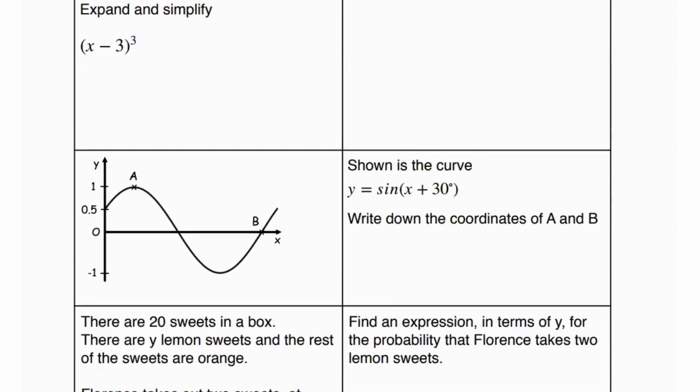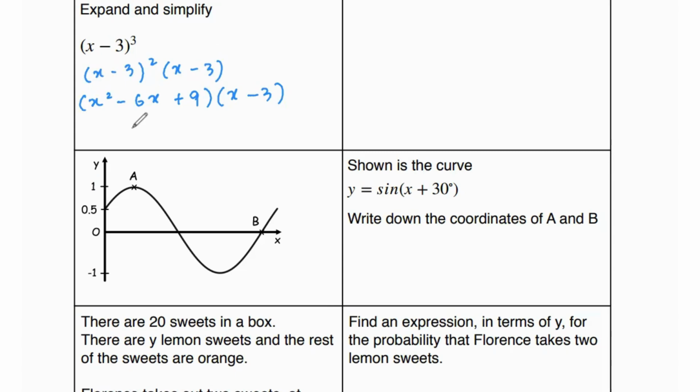Next question says expand and simplify. So we have (x minus 3) to the power of 3. So we can do (x minus 3) squared times (x minus 3). So (x minus 3) squared is basically x squared minus 6x plus 9, times (x minus 3). So now we multiply all of the terms of the first bracket with all the terms of the second bracket.